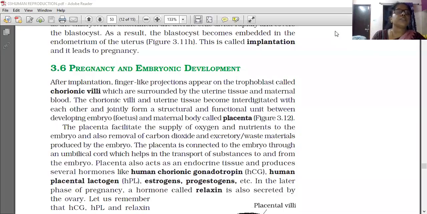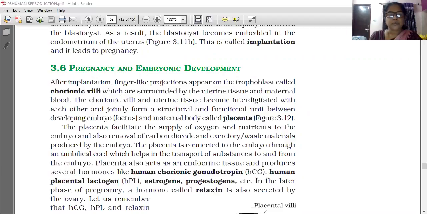Students, in this section we are going to learn a new topic, pregnancy and embryonic development. After implantation, what is meant by implantation? Attachment of the embryo on the uterine wall, that is the endometrium, is called implantation.